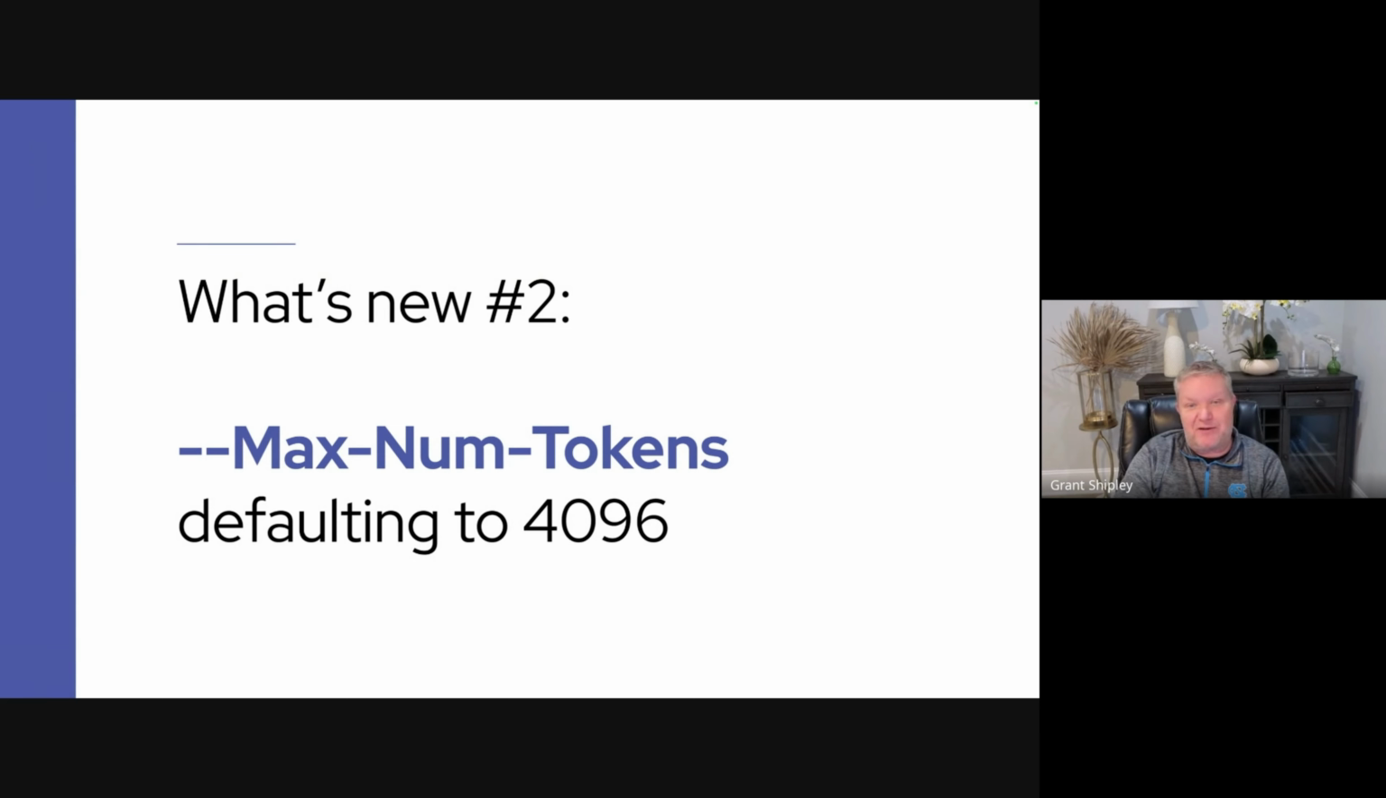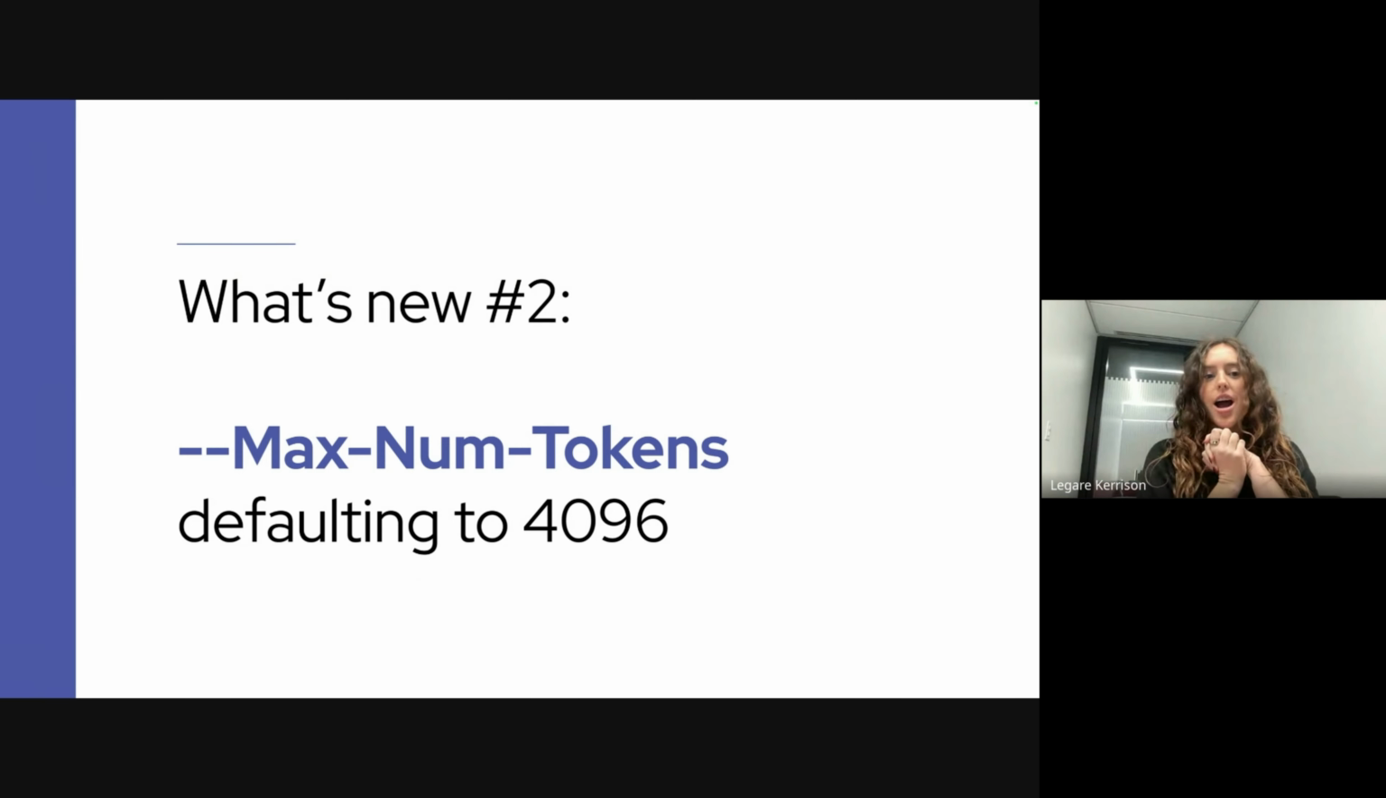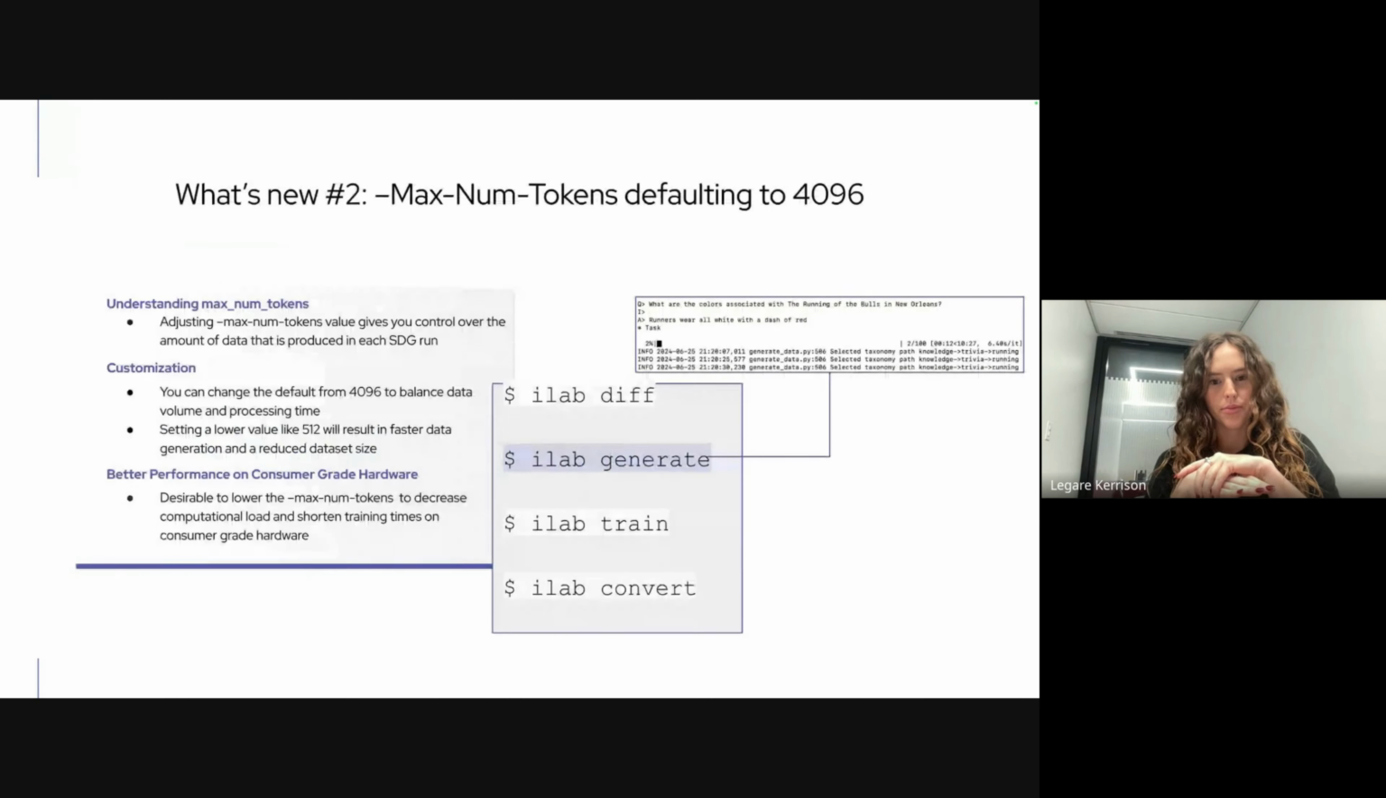All right, so let's hand it over to Legree, and she's going to talk about one of her favorite new features, which is the max number of tokens. Legree? All right, what's new, number 2? We've got max num tokens is now defaulting to 4,096. So let's understand what this means. Max num tokens is the value that gives you control over the amount of data that's produced during synthetic data generation. And you can customize it. Right now, like I said, it's going to be 4,096 as the default.